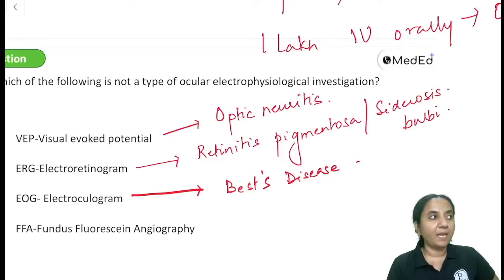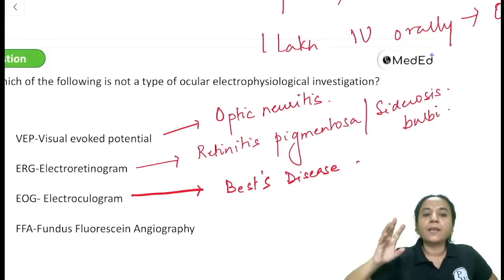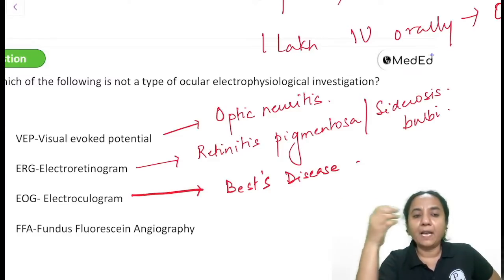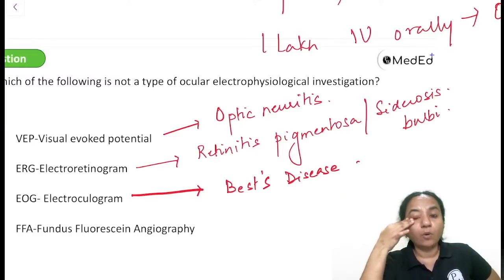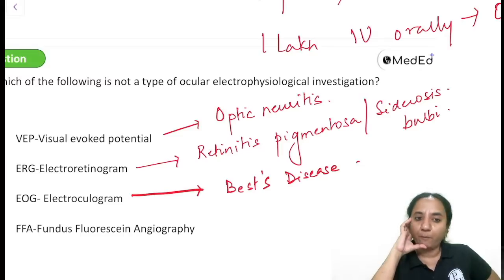So we have VEP, where you record the electrical activity from the occipital cortex. ERG, where you record the electrical activity from the retina. Electrooculogram, also you record the electrical activity from the eye only. It's an uncommon investigation used in the diagnosis of Best's disease.